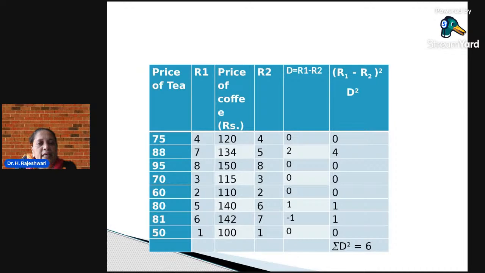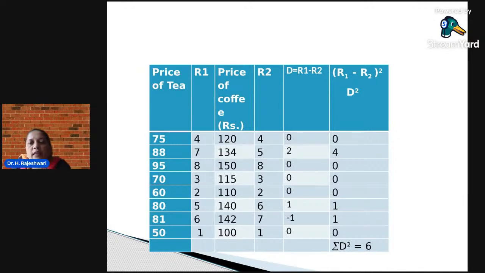Okay, fine. Next is, after finding the ranks, you are supposed to find out the difference in ranking. That means R1 minus R2. This is the ranking of X value. The R2 is the ranking of the Y value. Now we are going to find out the difference between R1 and R2. So 4 minus 4 is 0, 7 minus 5 is 2, 8 minus 8 is 0, 3 minus 3 is 0, 2 minus 2 is 0, 5 minus 6 is minus 1, 6 minus 7 is minus 1, 1 minus 1 is 0. Now you have to square this.